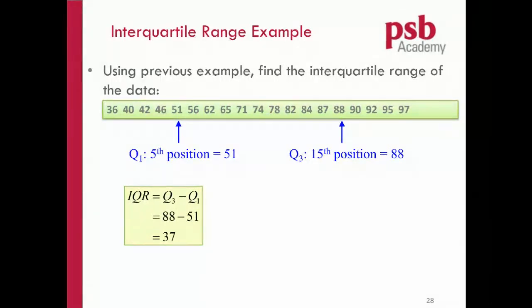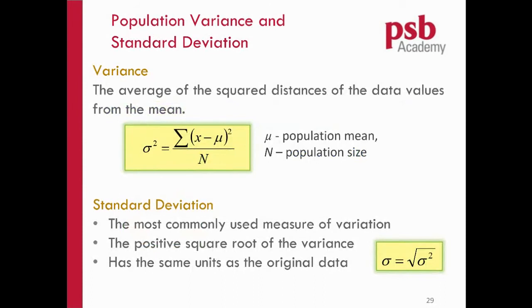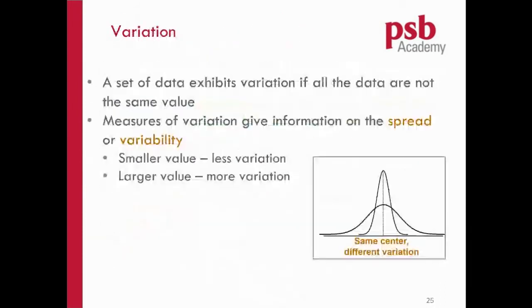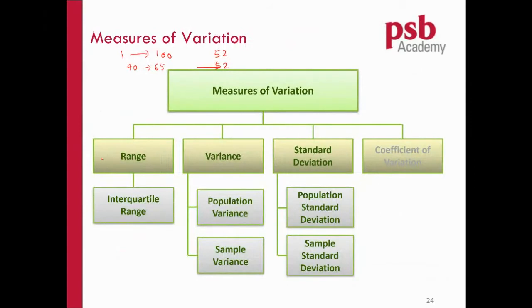We already got this Q1 and Q3 in the quartile example, right? So now we just pick up the numbers 88 and 51. The interquartile range is so easy. You just take 88 minus 51. That is 37. Same thing for the other example. Okay, now that is the range and interquartile range. So now we move on to variance. What's the difference between variance and standard deviation?